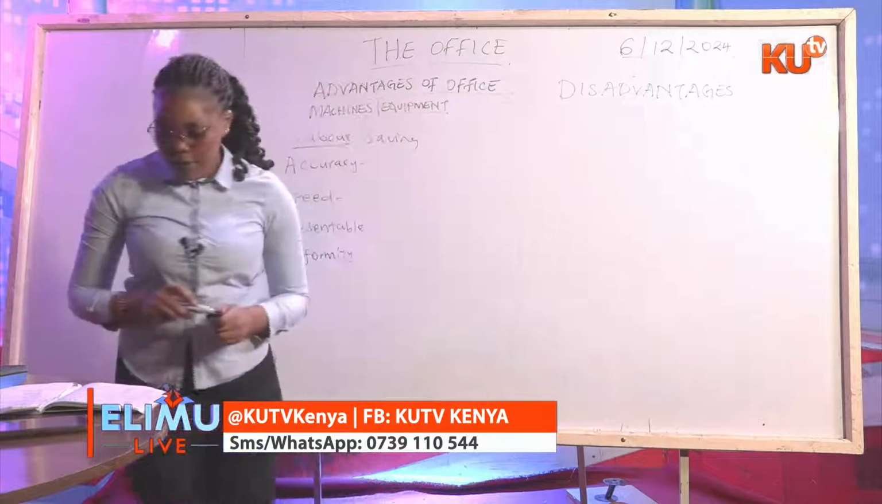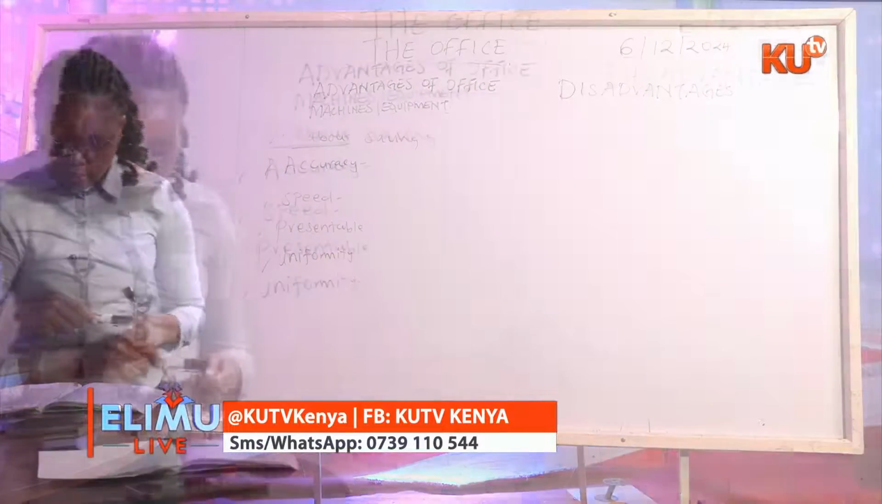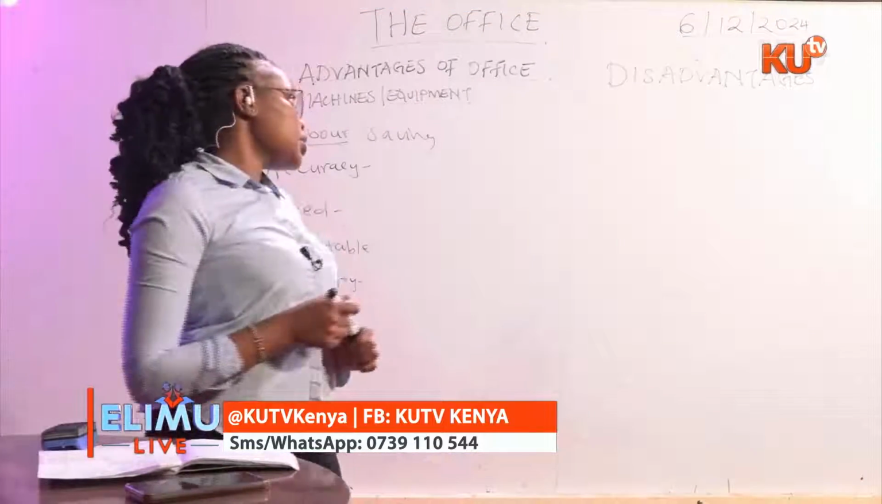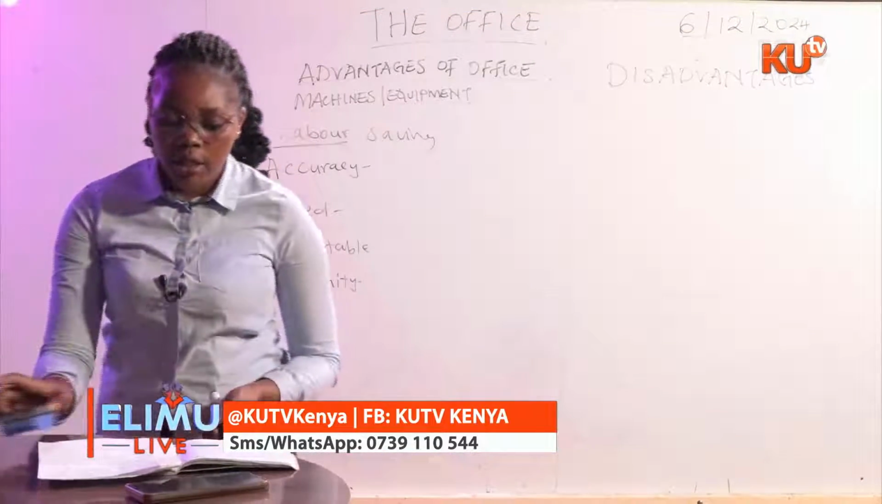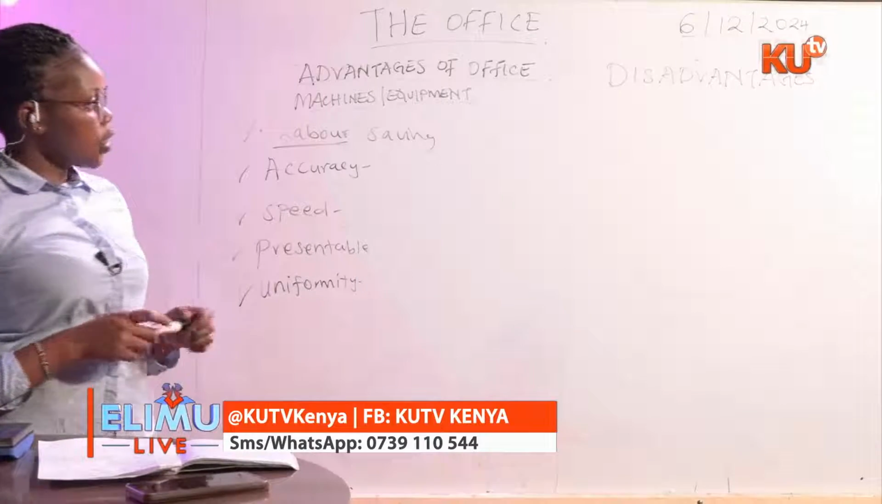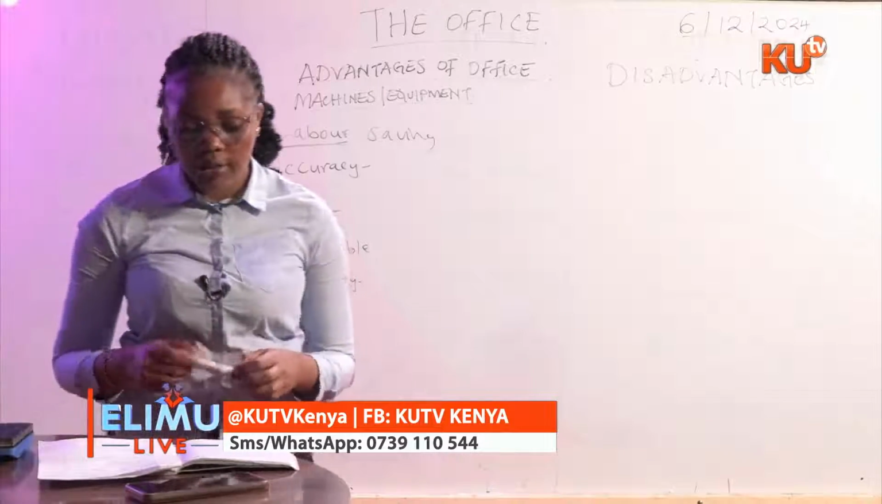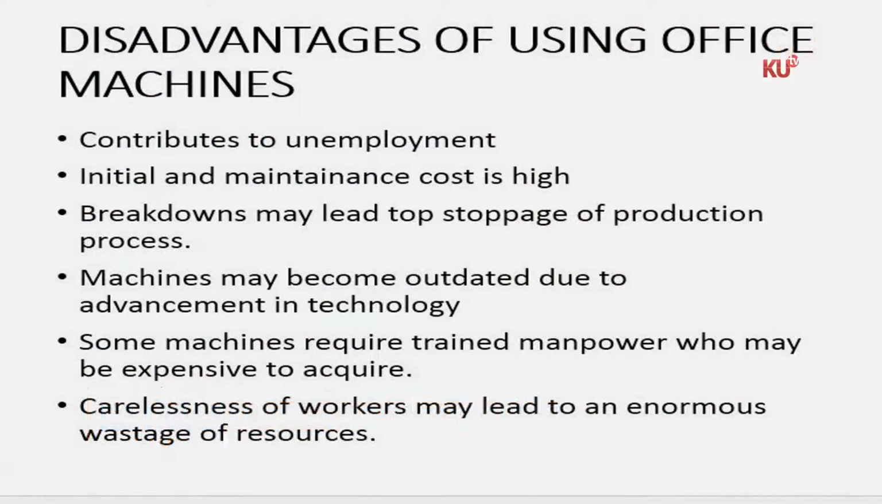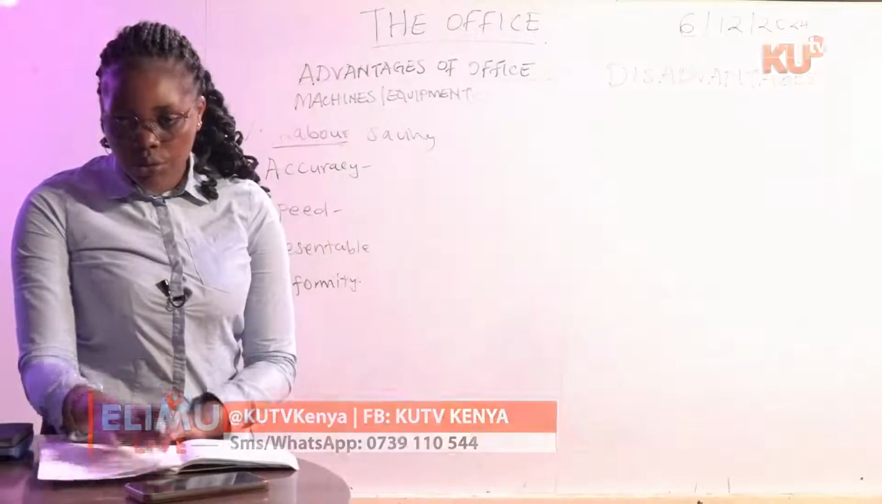The disadvantages. Number 1 is the cost. The initial cost of buying an office machine and the maintenance costs are so high. So for you to be able to buy a photocopier, or a printing machine, it is expensive to buy them, and to maintain them is also costly.